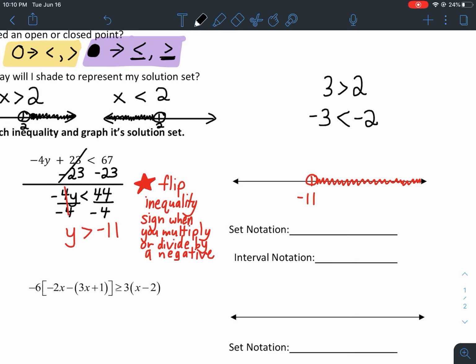The reason you flip the inequality sign is because when you're working with negative numbers, it's actually the reverse thinking than when you're working with positive numbers. When you're working with positive numbers, the further away from 0 you are, the bigger. When you're working with negative numbers, the closer you are to 0, the bigger the number. So that's why we flip the inequality sign there.